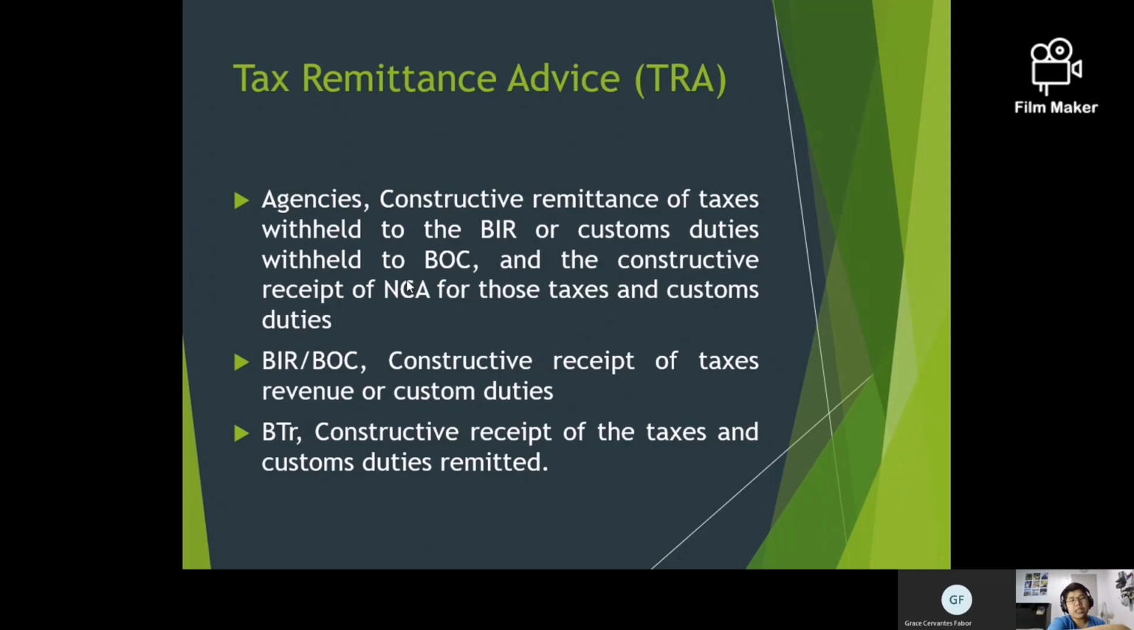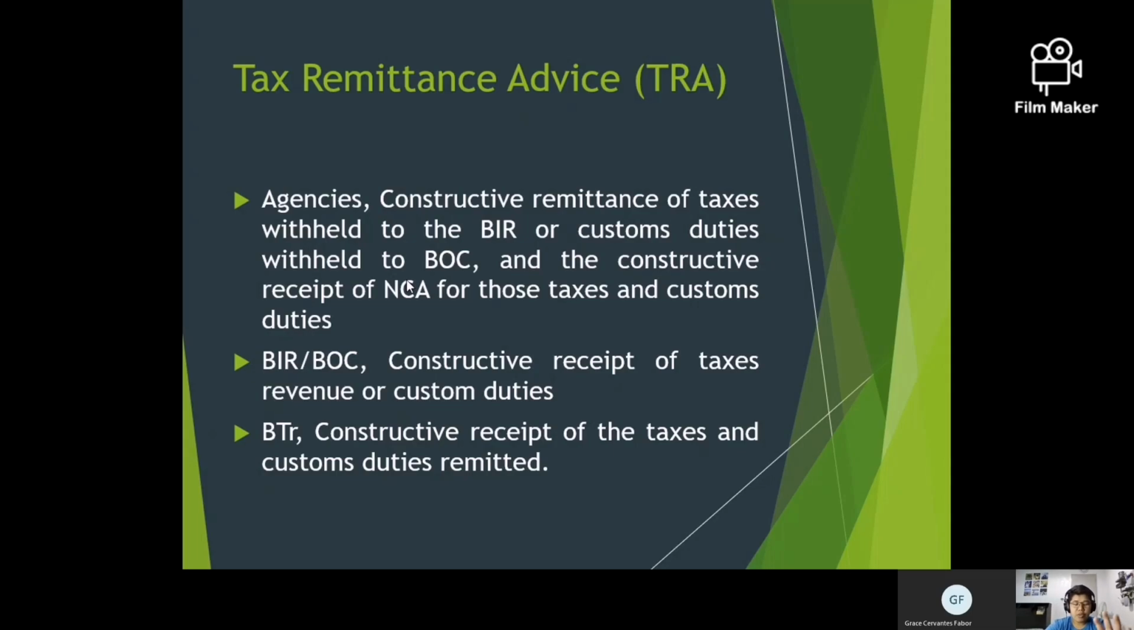Pag nagbayad si government agency ng TRA sa'yo, BIR, yun is income tax mo. Sa book naman ni BTR, it is a constructive receipt of taxes and custom duties remitted. Ito rin kasi yung i-remit ni BIR sa kanya. Di ba nga, i-collect ni BIR, i-remit kay BTR. Agency will pay BIR and then remit to BTR.